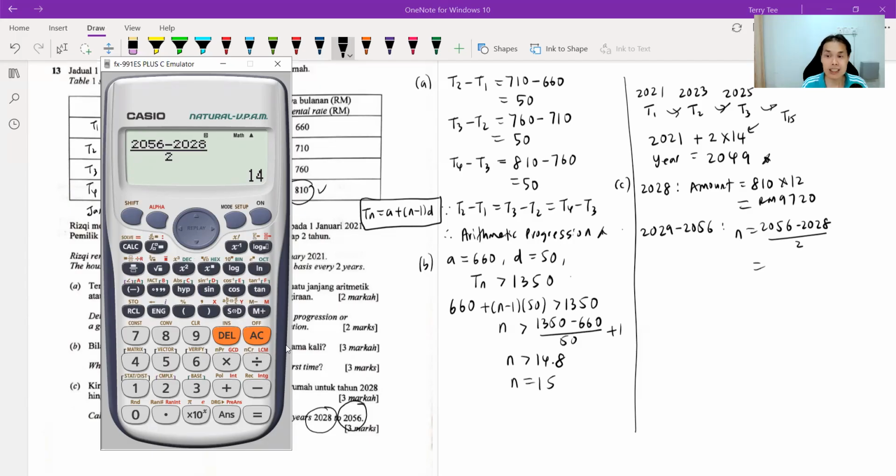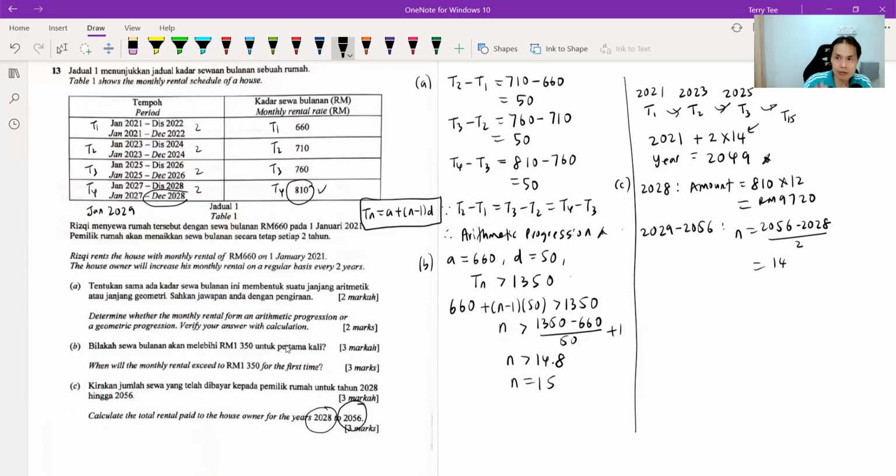Yes, there are 14 2 years periods. That means you start from here, 810, and you increase it 14 times. You need to increase the rental fees 14 times. So what is your a now? My a is now 860, not 850, not 810, because from January 2029 onwards, you have to plus 50.